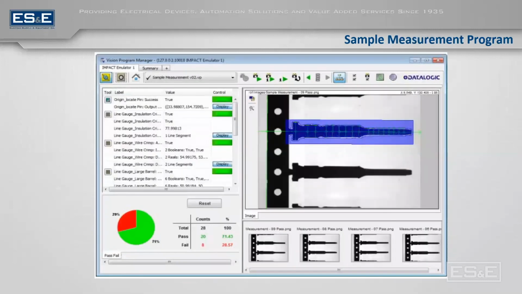And here's the sample measurement program. I think we've already gone over this a few times in a few of the slides that we went over earlier regarding gray level in pixels.